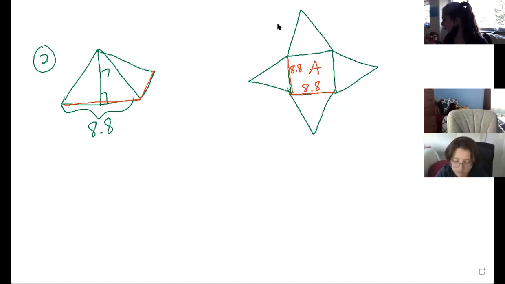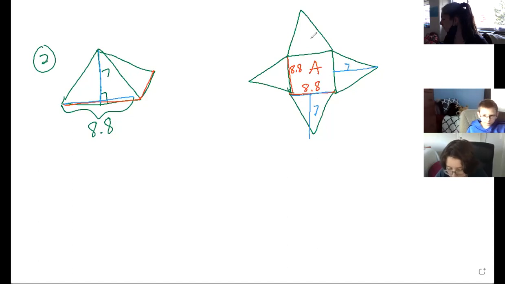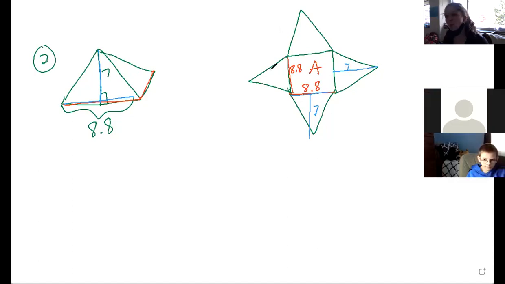Now those other shapes are triangular, right? And they have a height of 7 and a base of 8.8. And we can see where they're connected right here. But they all have a height of 7, and they're all exactly identical to each other. We'll call all the triangles B because they're exactly the same shape and size.